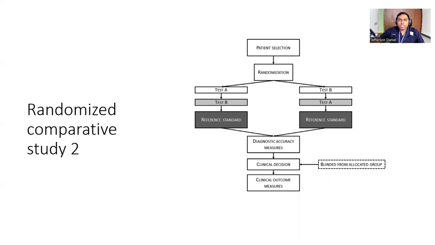Okay, so 50% will go through test A first, 50% will go through test B first, and after some time, the test A people will go to test B, and the test B people will go to test A. So invariably, all the patients get all the tests done, but in a different order. Okay.